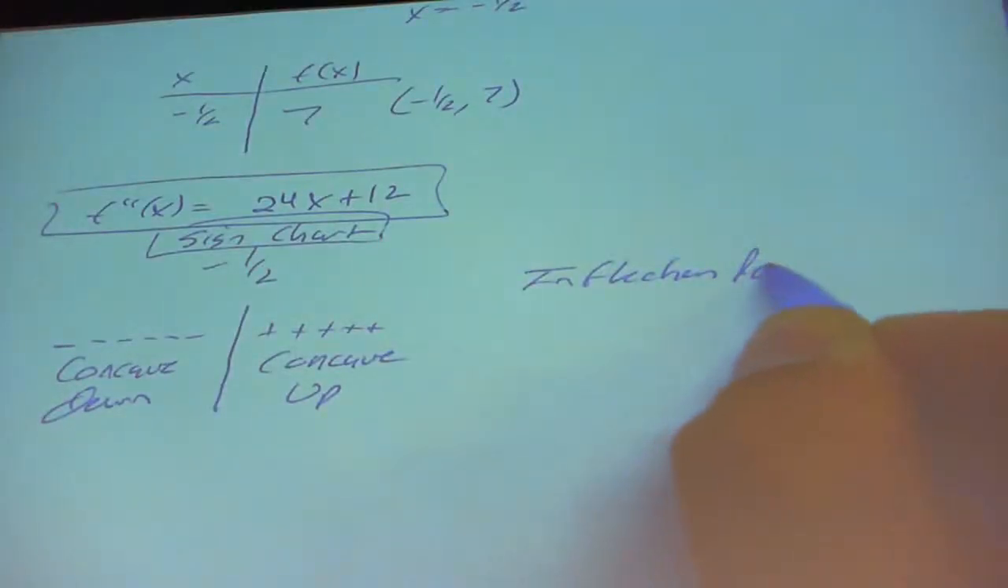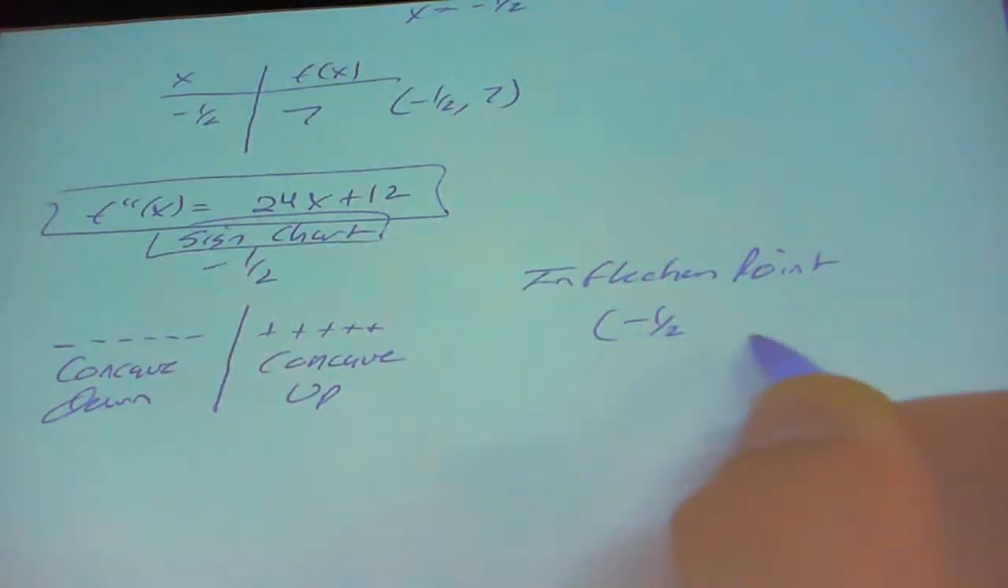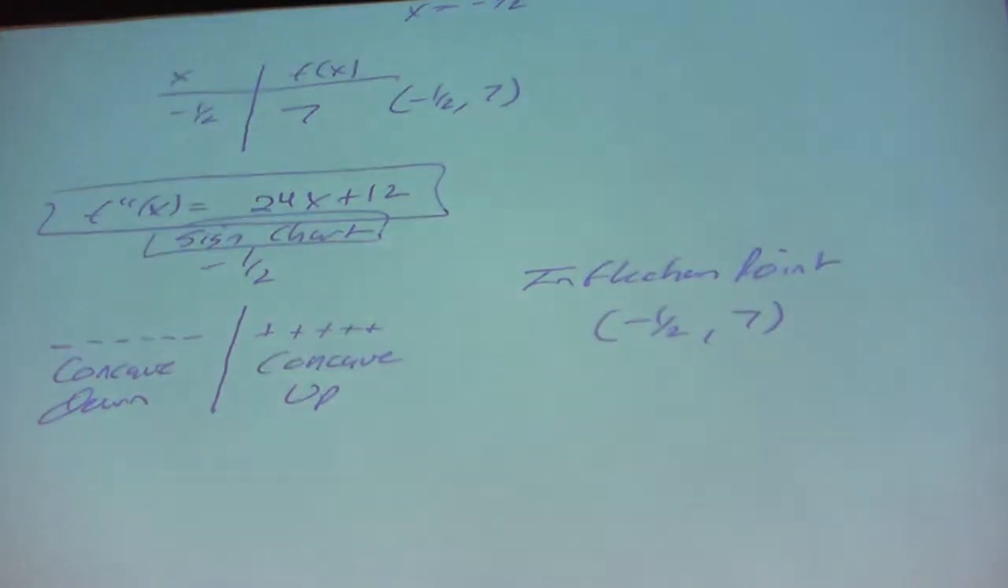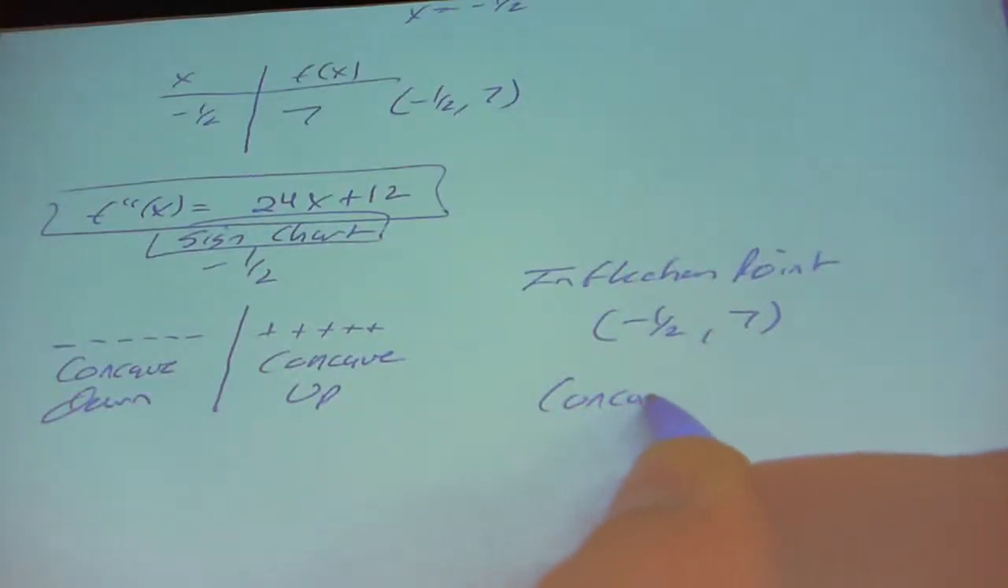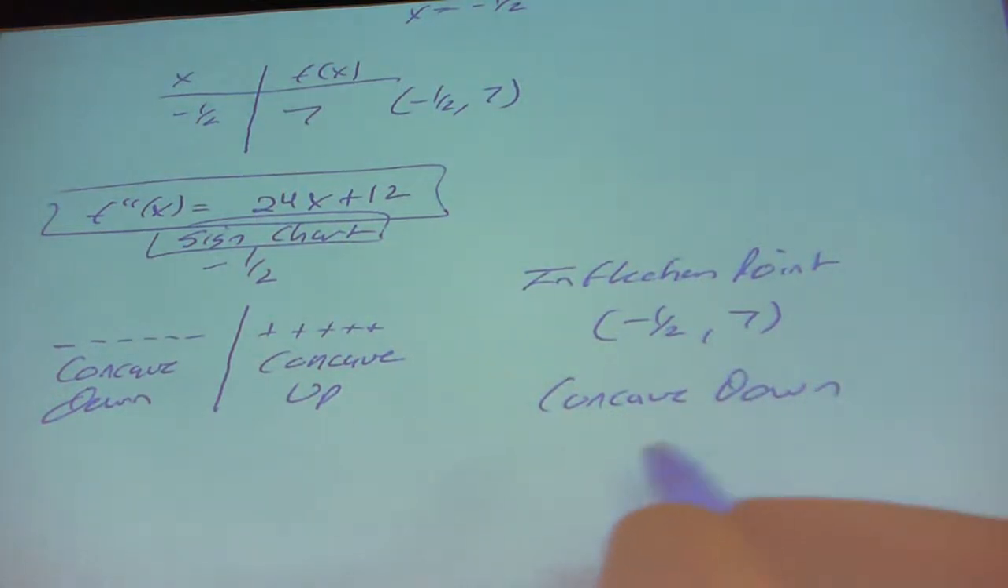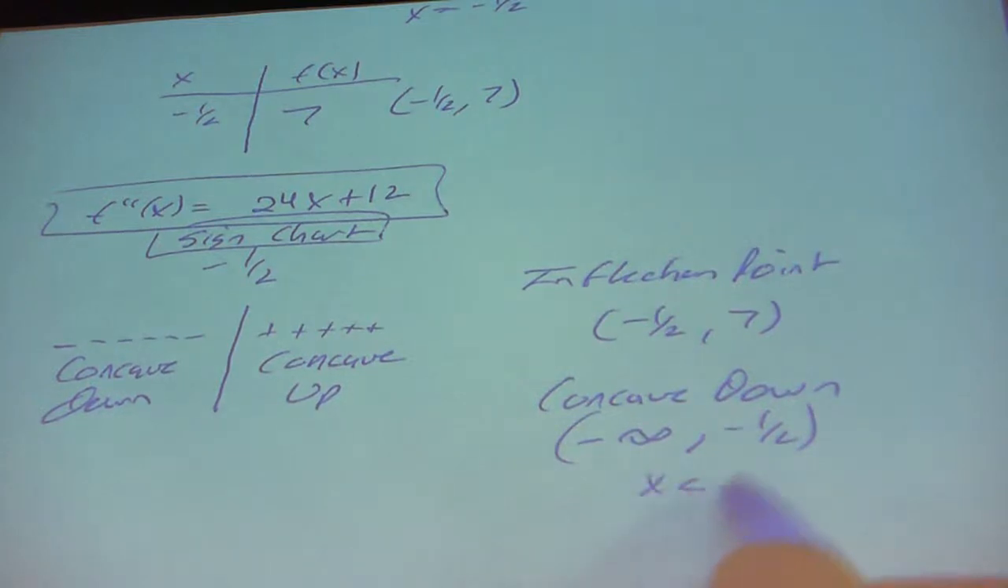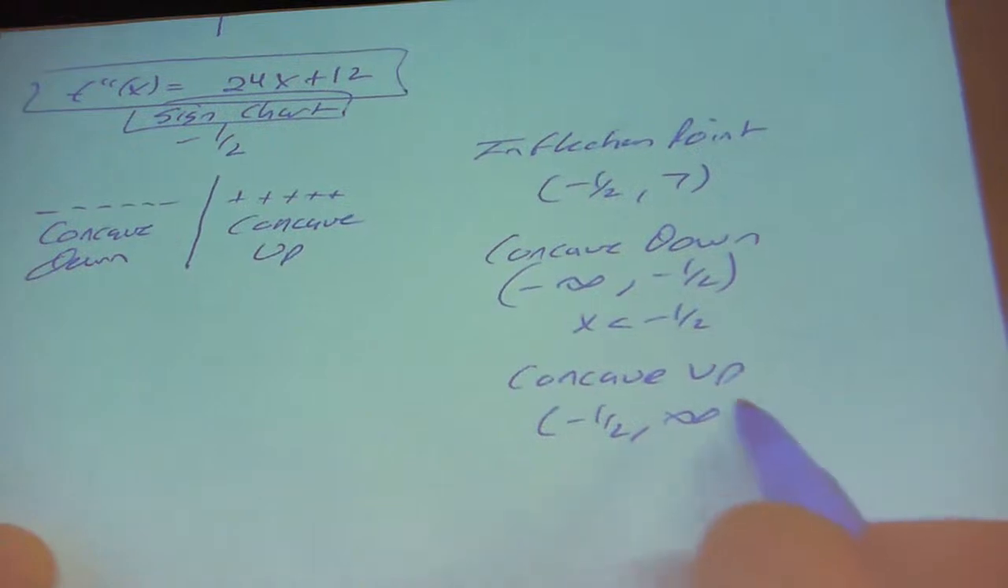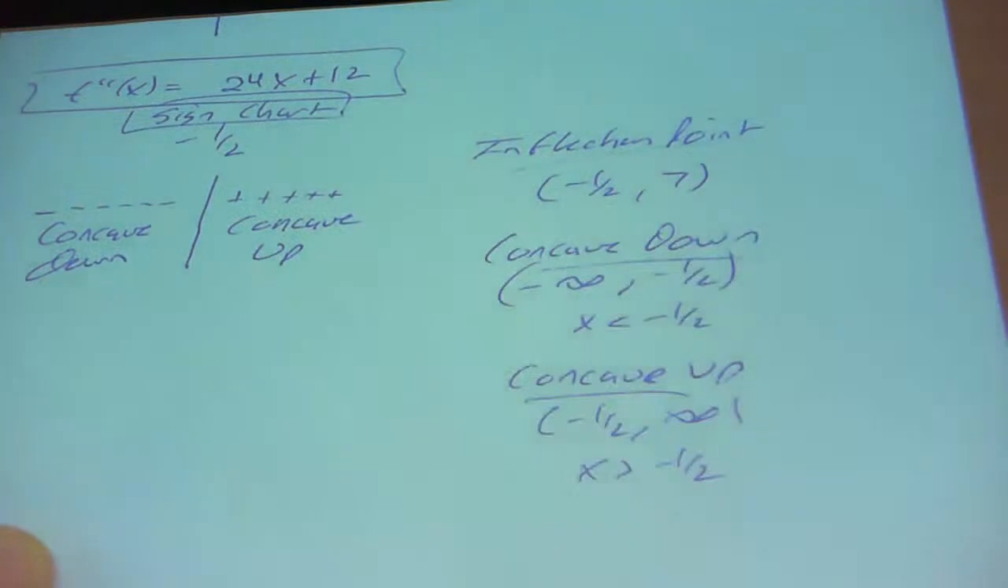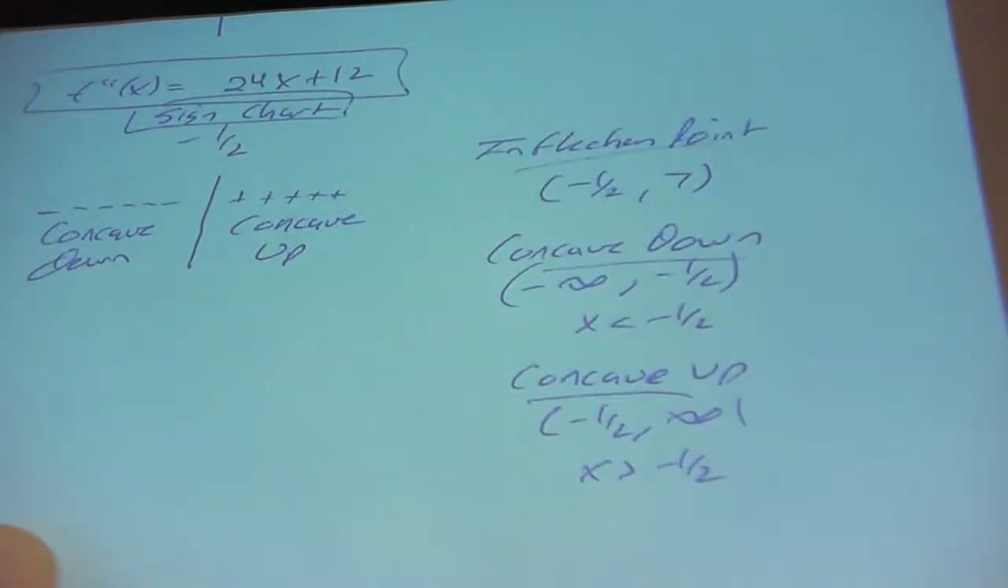That's where the change happens. An inflection point at negative a half, 7. And we can say that it's concave down from negative infinity to negative a half, or we can say when x is less than negative a half. And it's concave up from negative a half to infinity, or when x is greater than negative a half. And that is section 4.2. That's the main part of section 4.2.